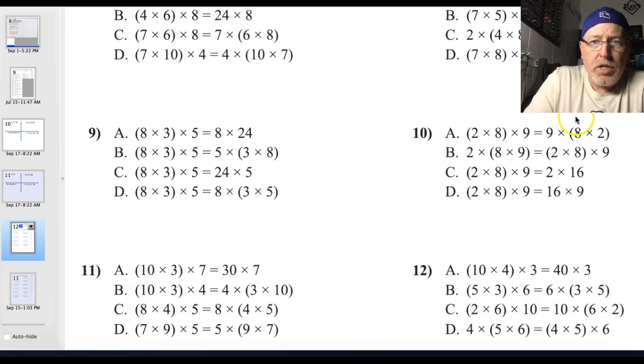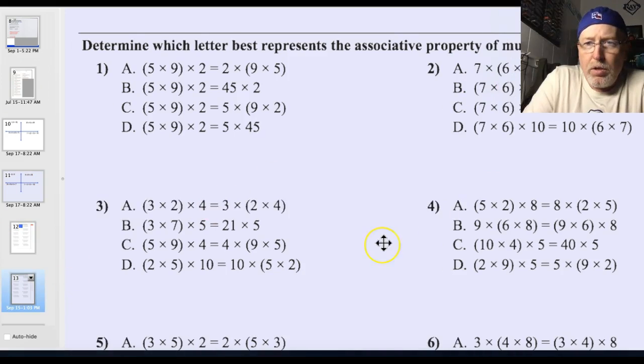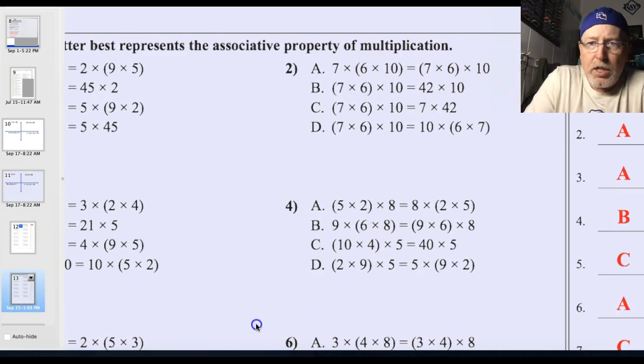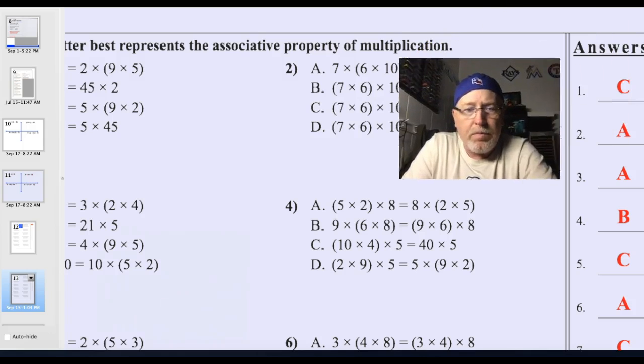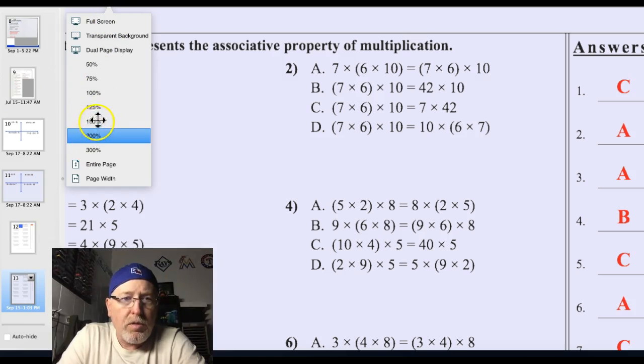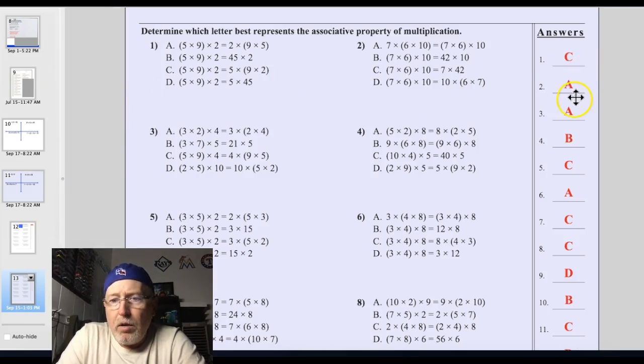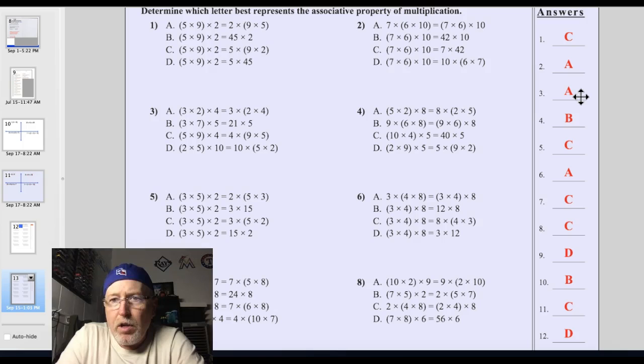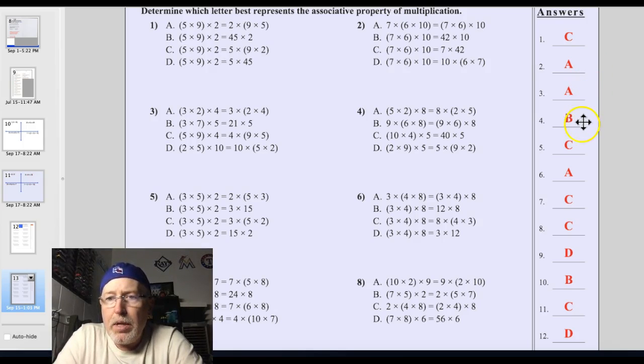All right, so you should just have a string of letters on your paper. So here we go. Let's come on over here and I'll let you take a look at the answers, see how you did, see if you found the right one. Get a little bit smaller, see if we can get most of them on there. All right, there they all are, 1 through 12. C, A, B, C, A, C, C, D, B, C, D.